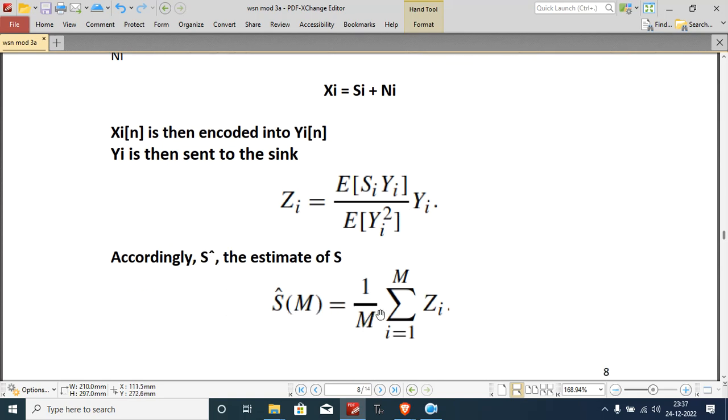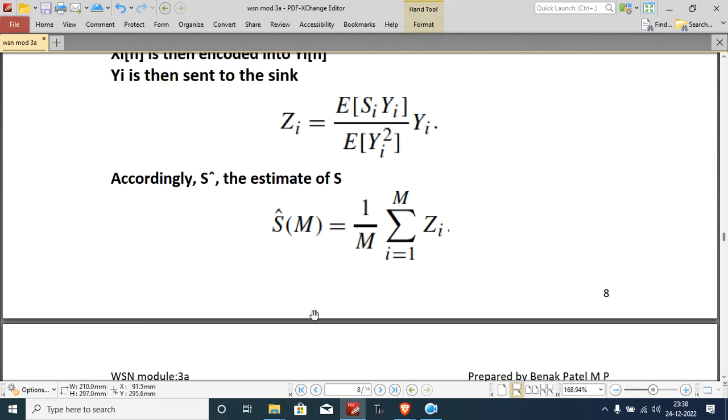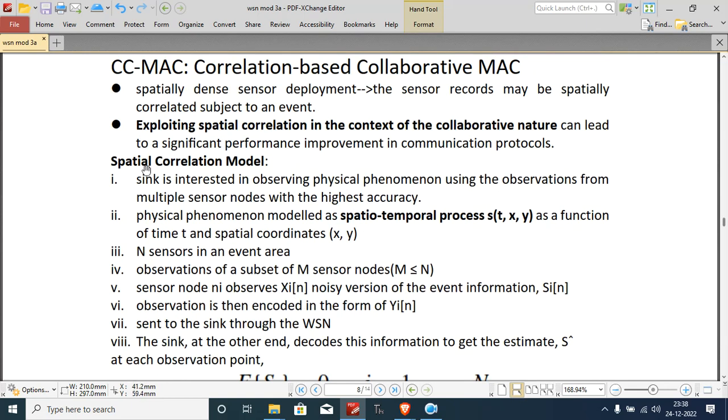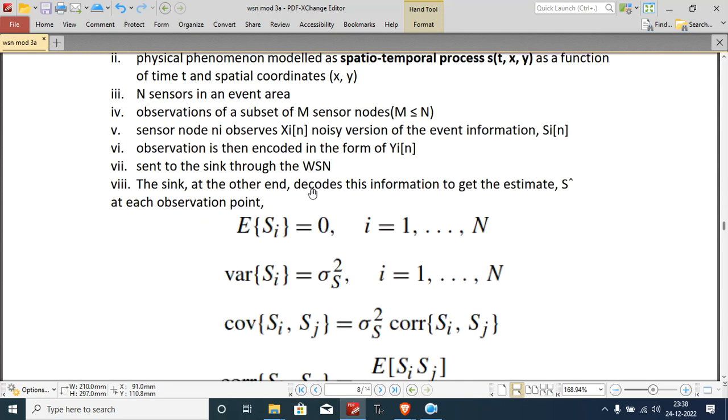So this is the average value that we are trying to calculate, because initially we had considered a subset of the entire sensor nodes, M. So here we are trying to calculate the average value. So we have to divide by M after adding all the received data. By adding all the received data Zi and ultimately dividing it by M, we will in turn get an estimate of S. So this is the concept of the spatial correlation model.